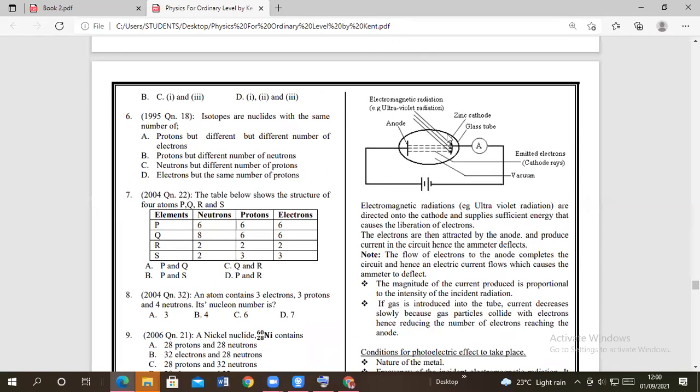And now what's the use of the cathode, the zinc cathode? The use of the zinc cathode is to produce or to emit electrons when the electromagnetic radiation falls on it. What's the use of the anode? The use of the anode is to attract the emitted electrons. To attract the emitted what? Electrons.